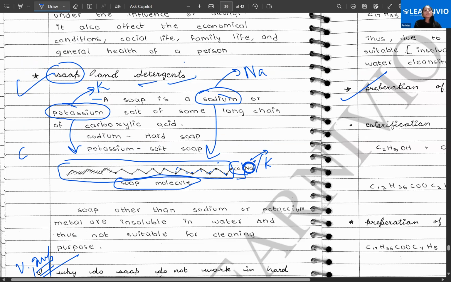So basically a long carbon chain, and at the end of the chain we have the carboxylic acid and sodium or potassium, any one of the elements can be there. Now, why only sodium and potassium?